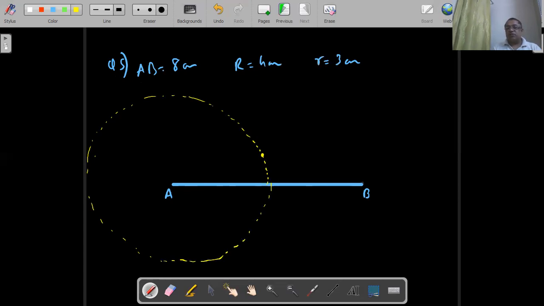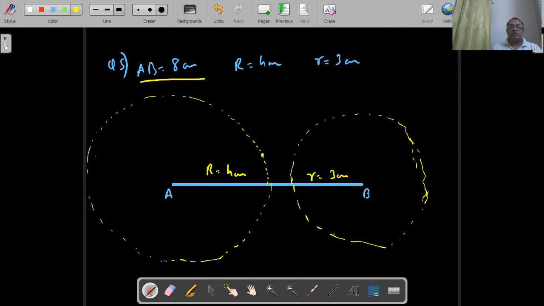Then with B as the center, I am going to draw a circle of radius 3. So the radius of this circle is 1 centimeter less than the previous. This is 4 centimeter and this is 3. There will be some gap left here because the total length is 8, so 1 centimeter gap will be left.